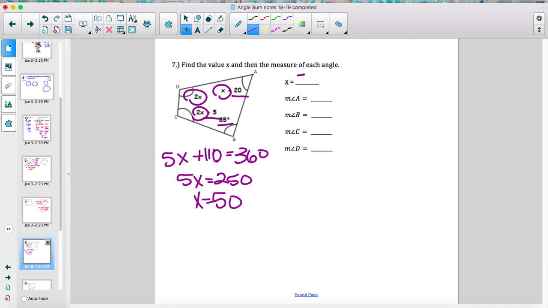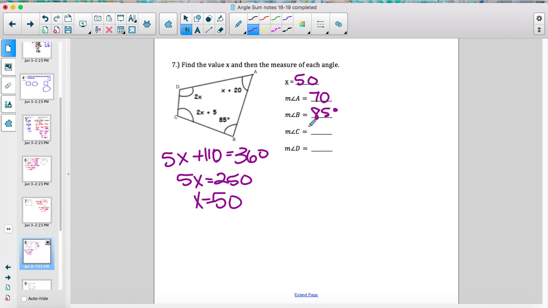So we know that the value of x is 50, and now if we want to find the value of each angle, we go back and substitute in the value at each angle. Angle A is x plus 20, so that whole angle is now 70. Angle B is just 85. That is the value that's there. And for angle C, it's 2 times 50 plus 5.